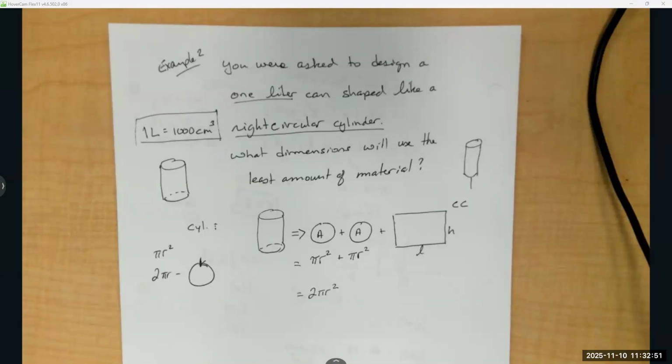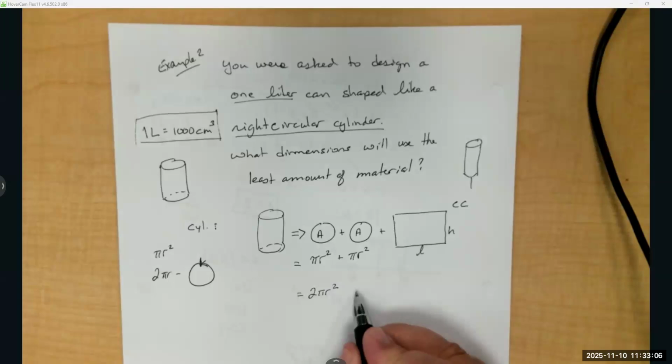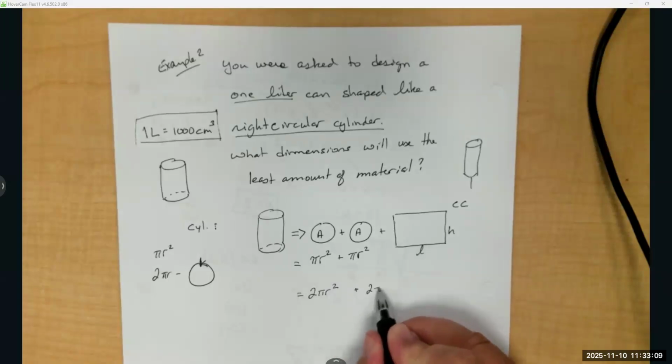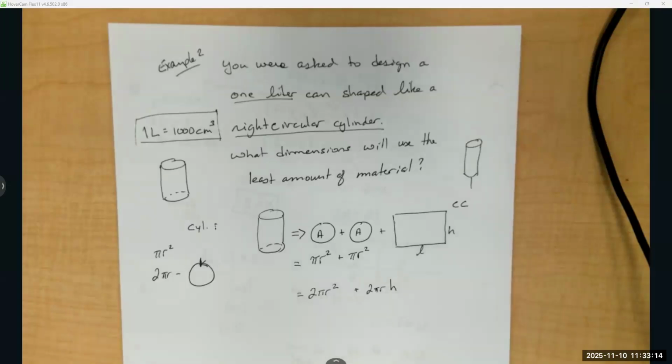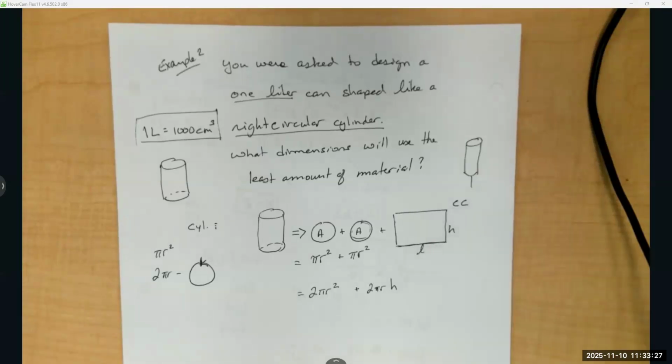How do we go about finding the length? What did we get, that's the circumference of the circle. Yes. So we could just say it's 2 pi r h, because the length here is the distance around the circle, which is 2 pi r, which is what you said, times the height.